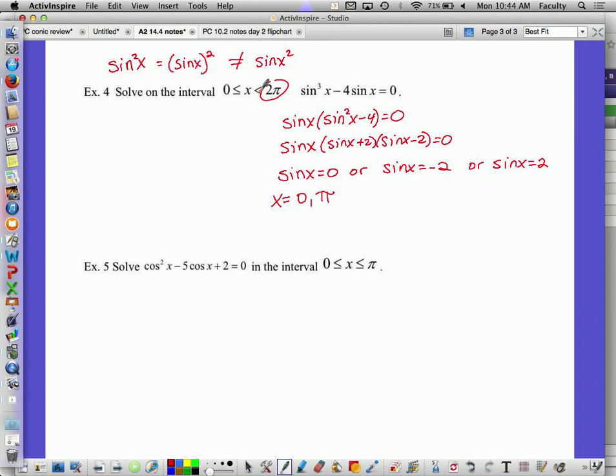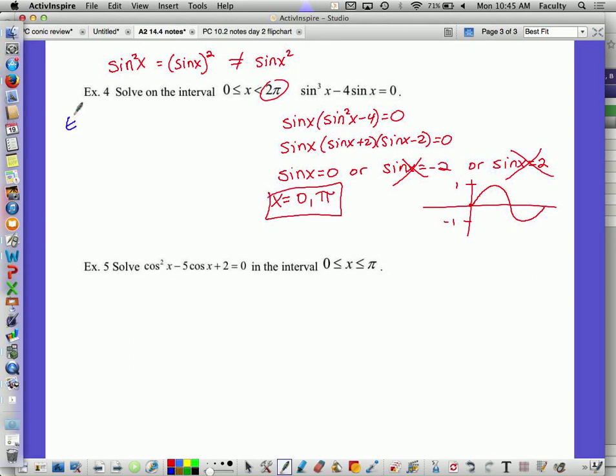Well, think about the graph of the sine function. Do you remember it starts at 0 and it oscillates like this? But it goes in between 1 and negative 1. So how on earth could we get sine x equal to 2? So this one doesn't work and this one doesn't work. But it doesn't mean no solution, because I do have two solutions. So you've got to be careful with your range.